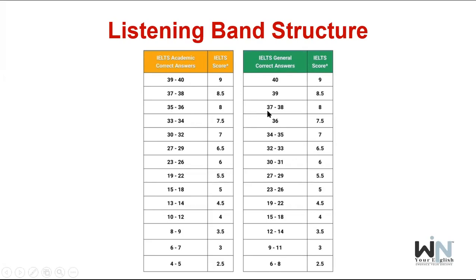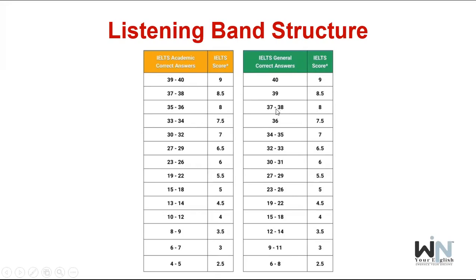Similarly, if you get 35 in General, you will have 7 bands. So General is less scoring, Academic is more scoring. If you attempt 35, you'll get 8 bands. Normally, those who pursue Academic IELTS, their target is to get 8 bands. So 8777 is the normal criteria, and we have expertise in this area.